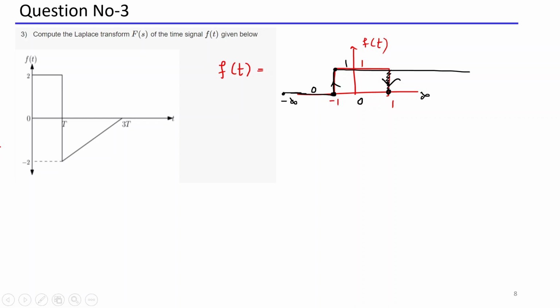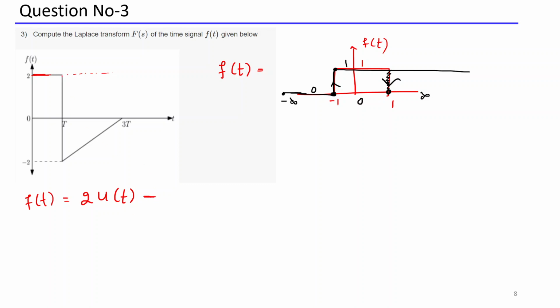Yes, sir. For the first part, you tell me. For this part, y of t is how much, or f of t is how much? 2 into u of t, right? 2 into u of t means that you are moving in this direction, but suddenly at t point you are coming down. Yes, sir. Yes, we have to deduct. How much do you have to deduct, sir?